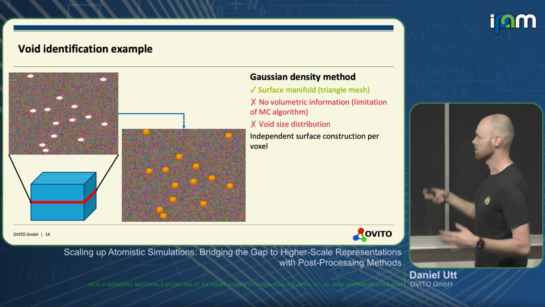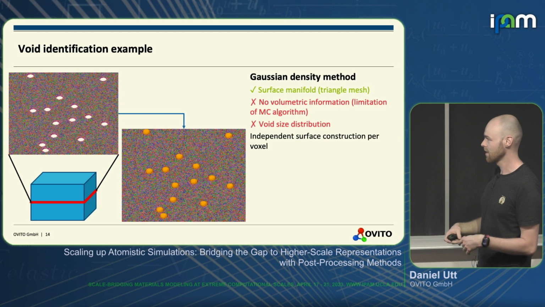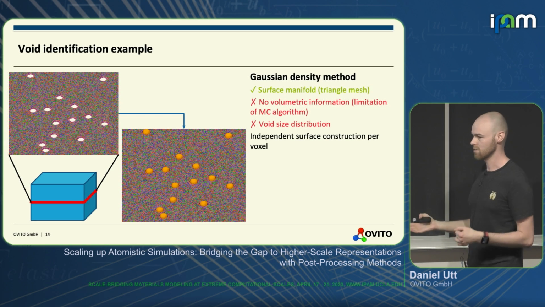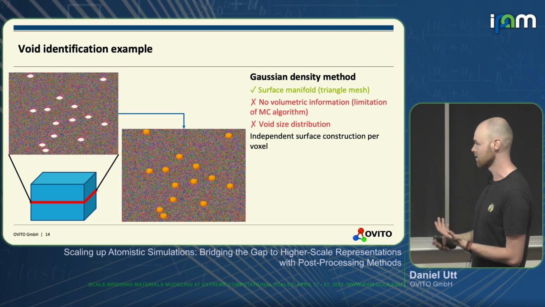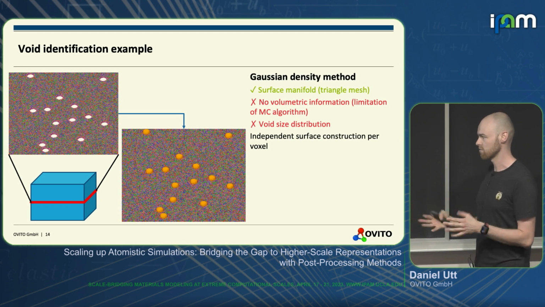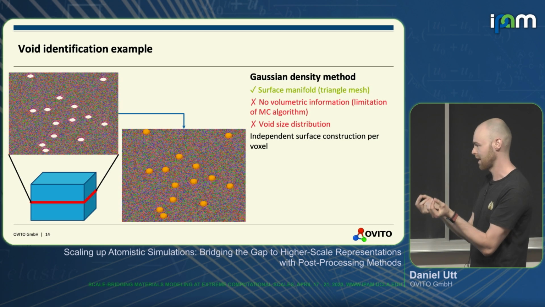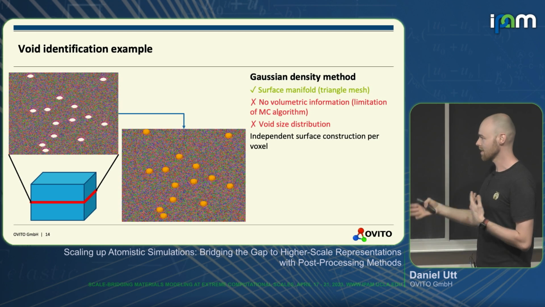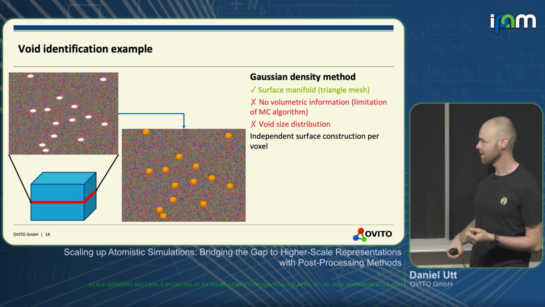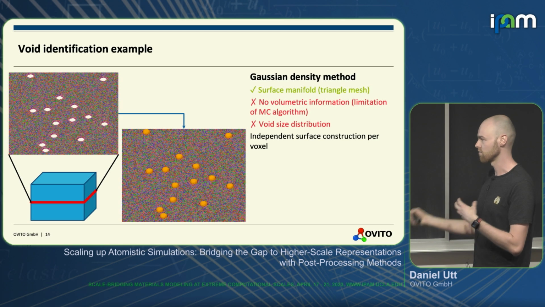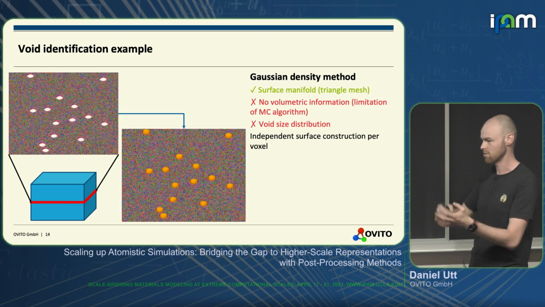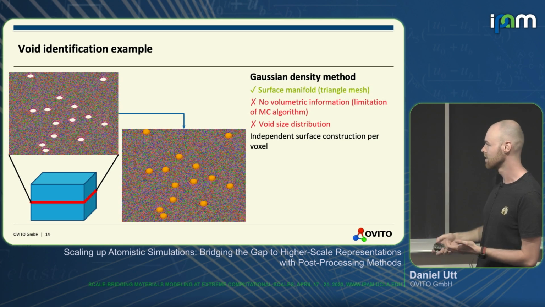However, this just gives us a surface manifold, so a triangle mesh, without any additional information about the volume that is enclosed by the mesh or how they are interconnected. So we do not have any volumetric information. We just get this border mesh. This is a limitation of the marching cubes algorithm, and it prevents us from doing anything useful with the output because we cannot calculate a void size distribution or connectivity map or anything.